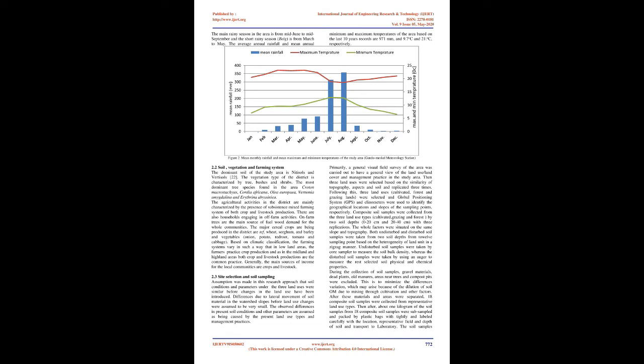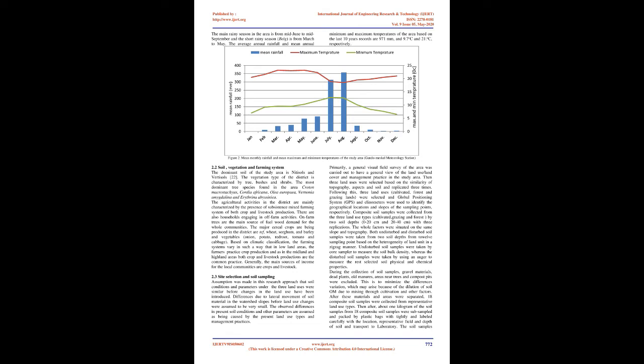An assumption was made in this research approach that soil conditions and parameters under the three land uses were similar before changes in the land use were introduced. Differences due to lateral movement of soil material in the watershed slopes before land use changes were assumed to be very small. The observed differences in present soil conditions and other parameters are assumed to be caused by the present land use types and management practices.